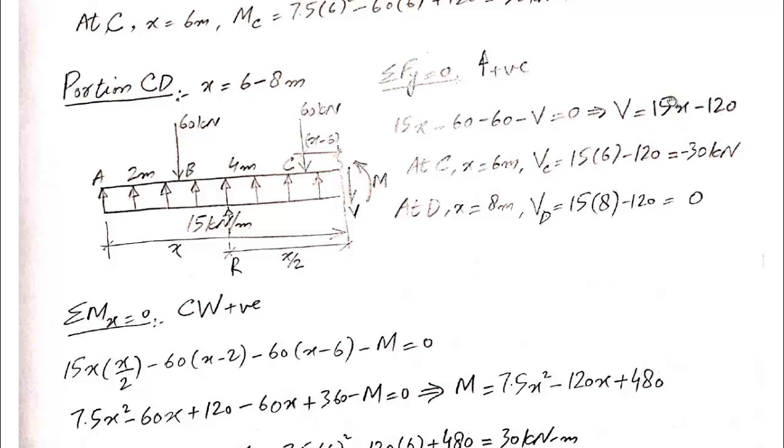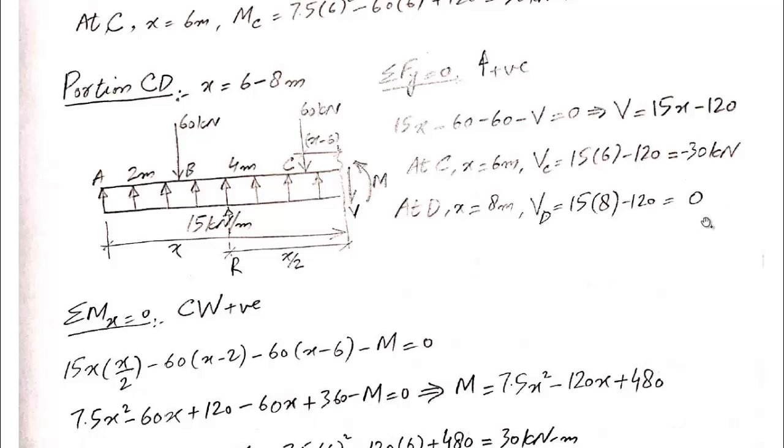X is present in this equation, meaning that we will have to calculate the shear force for point C and point D separately. So in this equation for point C, if we put x equal to 6 meters, we get Vc equal to minus 30 kilonewton. And at point D, x is equal to 8 meters. So if in the equation of shear we put x equal to 8 meters, we get Vd equal to 0.